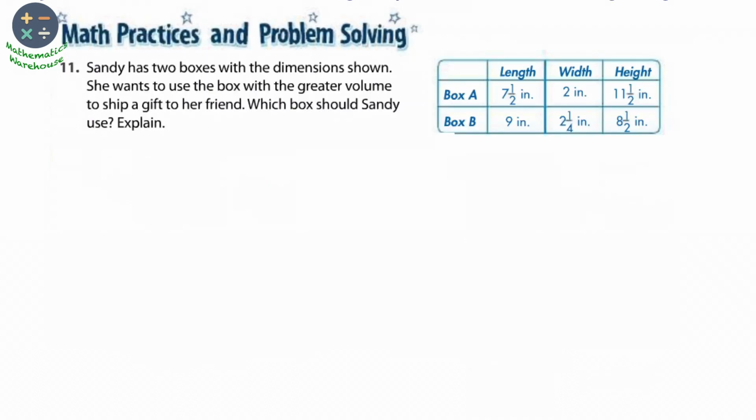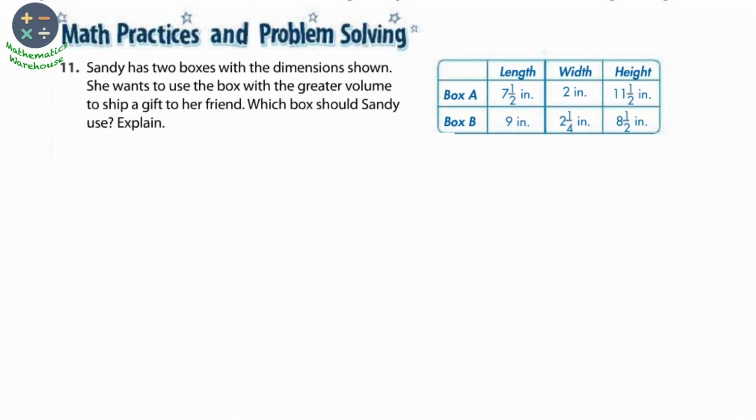Sandy has 2 boxes with dimensions shown. She wants to use the box with the greater volume to ship a gift to her friend. Which box should Sandy use? So now we have to find the volume of each of the 2 boxes. The first one, box A, its volume is 7.5 times 2 times 11.5. 7.5 means 15 over 2, times 2 over 1, times 23 over 2. After calculations, you would find it 172.5 cubic inches.